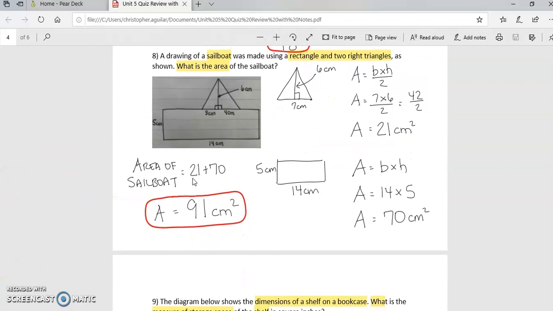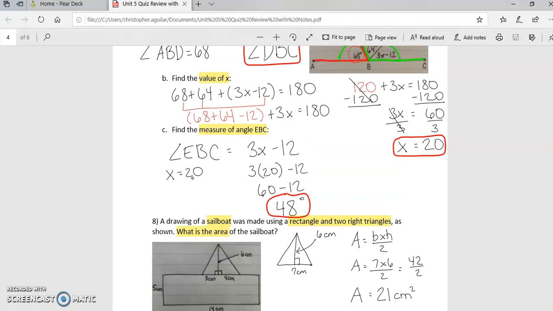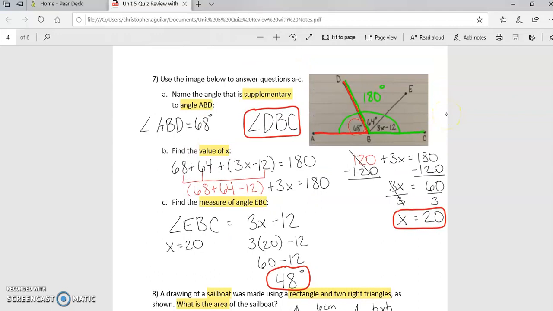For number 8, it says a drawing of a sailboat. Oh, sorry about that. I forgot the last one. For part C, finding the measure of angle EBC, I know that x is equal to 20 from my previous problem. So all I'm going to do is take this angle, 3x minus 12, because it's E, B, and C, and then just substitute the 20 wherever the x goes. So 3 times 20 minus 12, 60 minus 12 is equal to 48 degrees. So this last angle measurement would be 48 degrees.